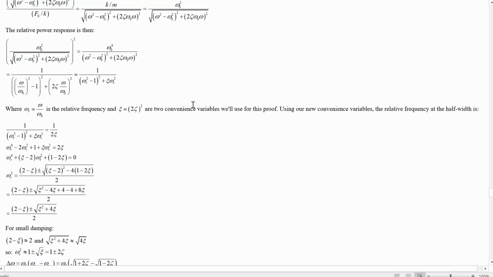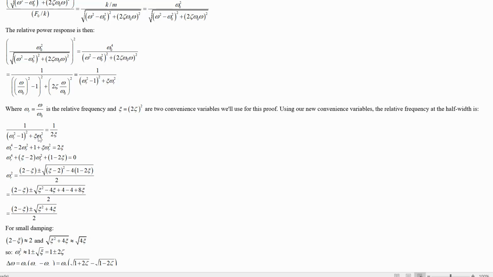All right, so next, what we're going to do is say that if we were to substitute in the frequency where we are at the half width, the frequency where this is half of the resonant response, then we should get half of what we would have gotten at resonance for this power, right?